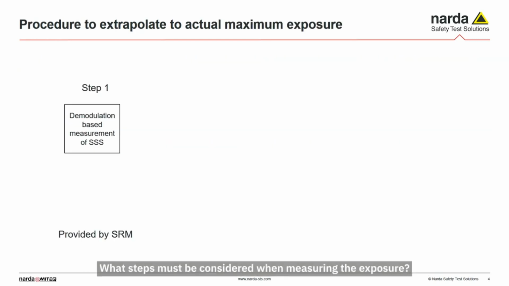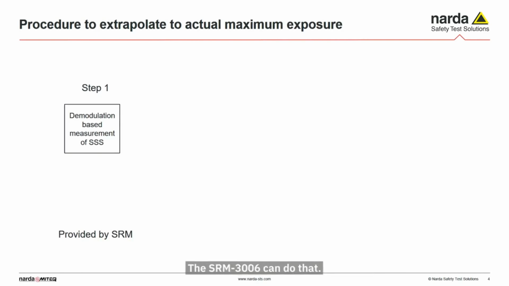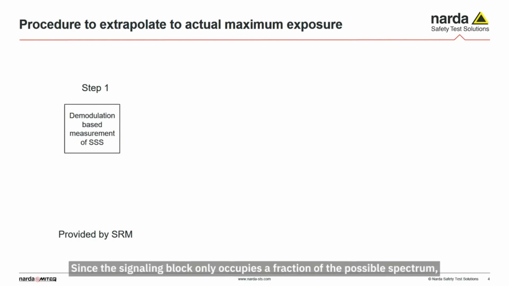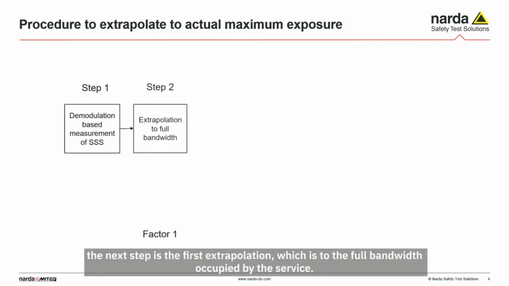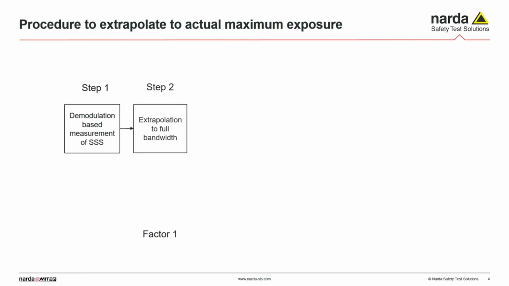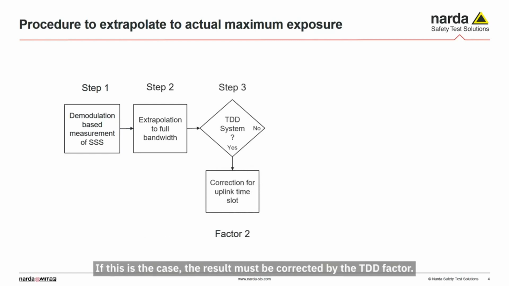What steps must be considered when measuring the exposure? Now, the first step is to measure the SSS reference signal. The SRM 3006 can do that. Since the signaling block only occupies a fraction of the possible spectrum, the next step is the first extrapolation, which is to the full bandwidth occupied by the service. 5G often employs so-called TDD systems. If this is the case, the result must be corrected by the TDD factor.